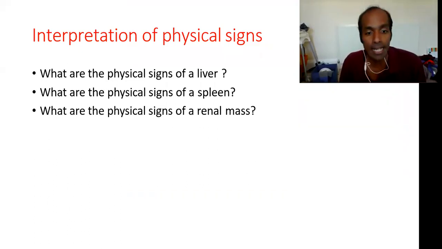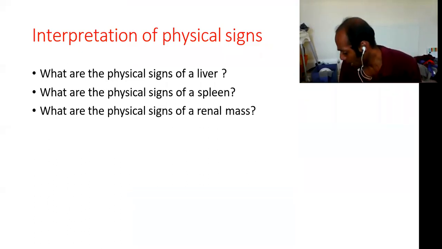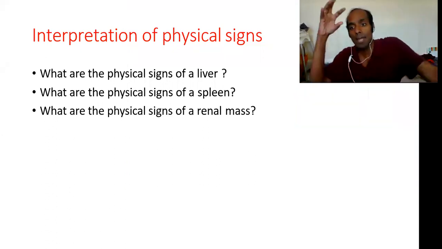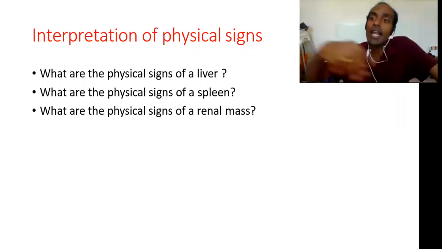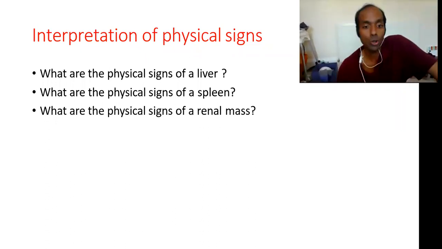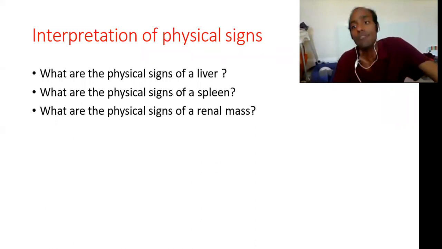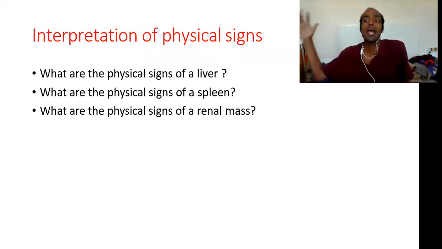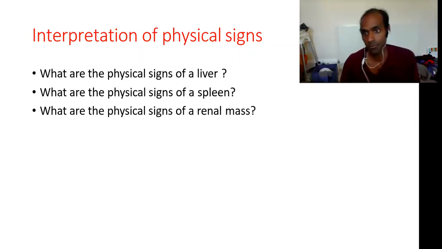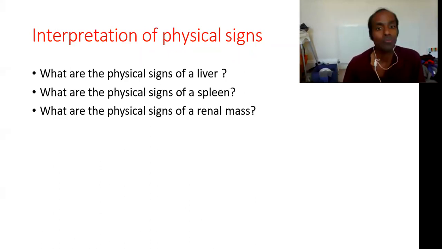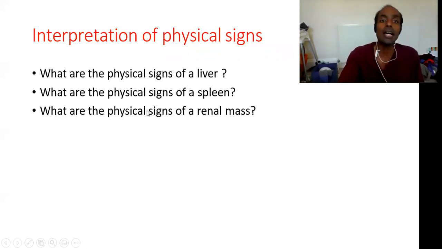These are all physical signs of a kidney. And what happens if you percuss this mass? On percussion, because the kidney is a retroperitoneal structure, you will have bowel lying on top of it. So there will be regions of resonance. These are called bands of resonance. So when you percuss the kidney, you will find bands of resonance on the surface. Those are the physical signs of a renal mass.